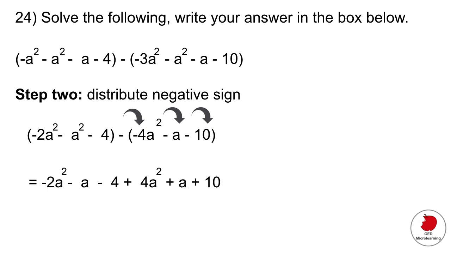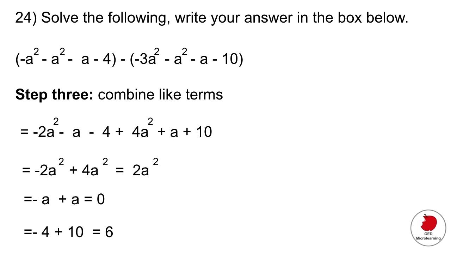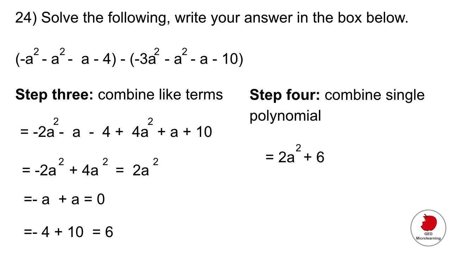Okay, and now that you've distributed the negative sign, you can combine like terms as you would normally, starting with those terms raised to the second power, like this. Then those that do not have an exponent, so you would say minus a plus a, that gives you 0. They cancel each other out. And the whole numbers, minus 4 plus 10, which is going to equal 6. You're going to take those numbers and combine them into a single polynomial, as you can see there on the right.